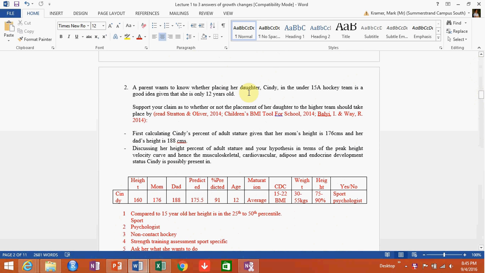A parent wants to know whether placing her daughter Cindy in the under 15A hockey team is a good idea, given that she's only 12 years old. Support your claim as to whether or not the placement of a daughter to a higher team should take place. And again, you would have read these resources to make your decision.